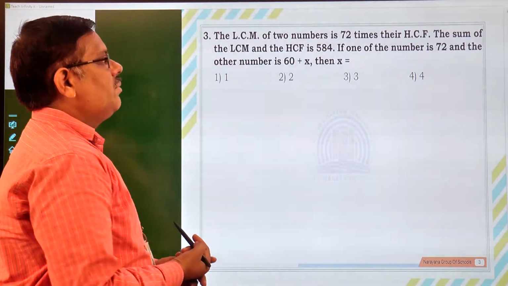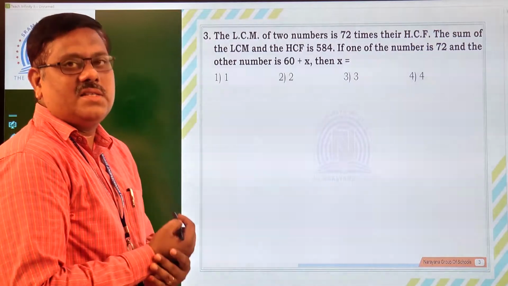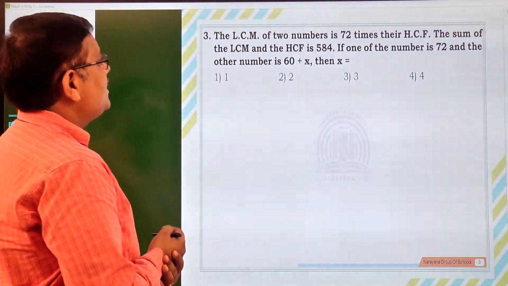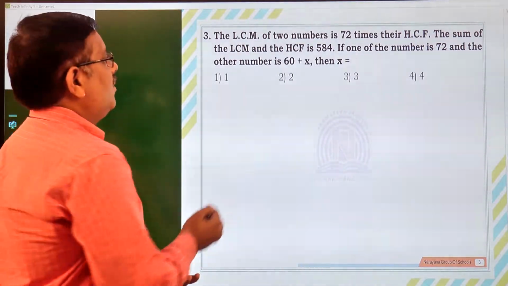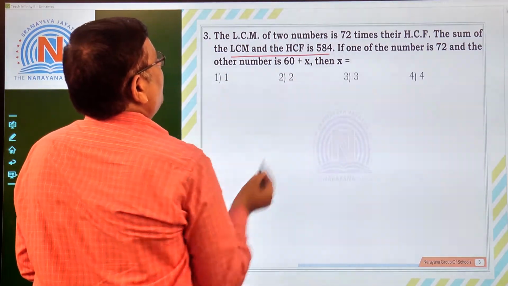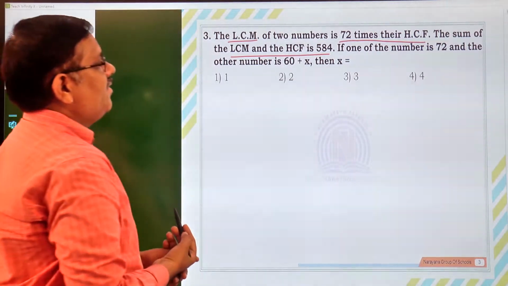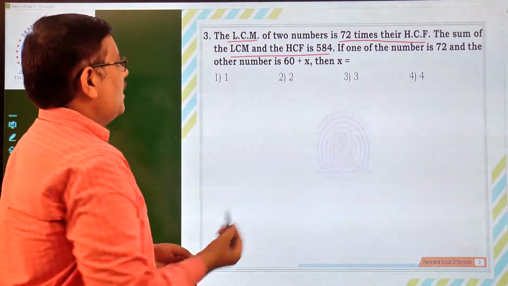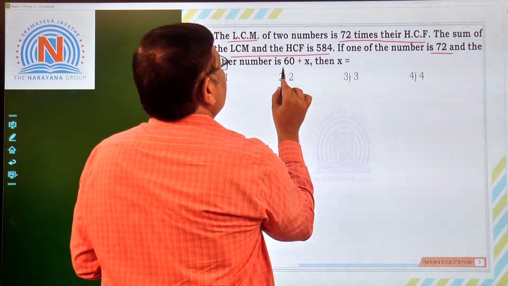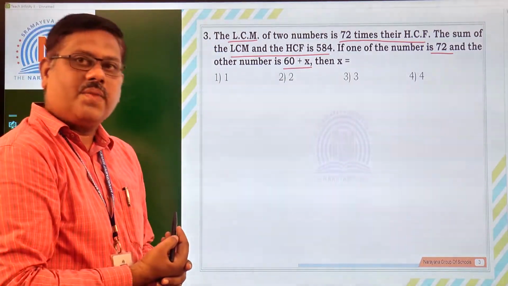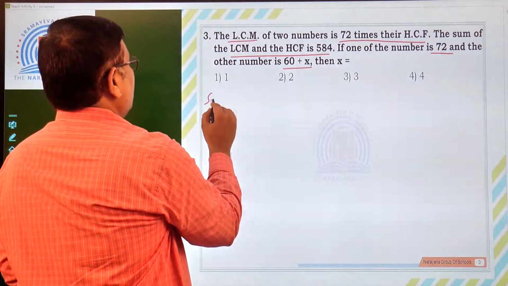The LCM of two numbers is 72 times the HCF. The sum of the LCM and HCF is 584. If one of the numbers is 72 and the other number is 60 plus x, what is x, he is asking. Okay, now let us see this.